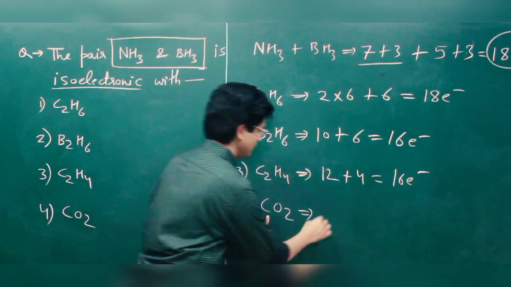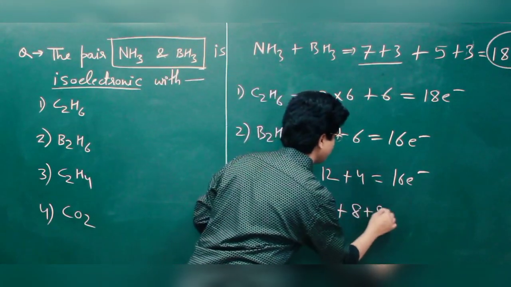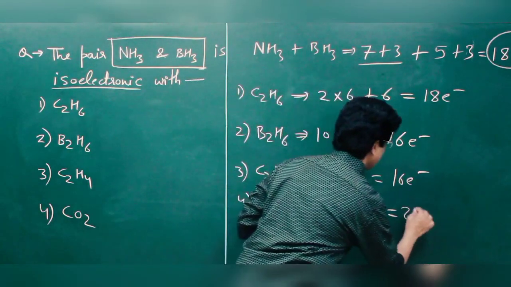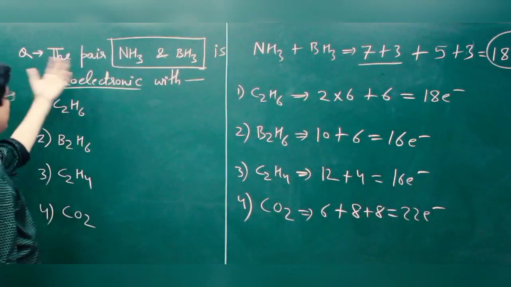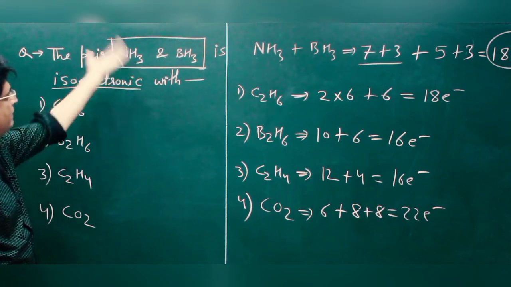One carbon contains 6, oxygen contains 8. There are 2 of them. So 8 plus 6 is 14, 14 and 8 is 22 electrons. So which species are isoelectronic with NH3 and BH3?